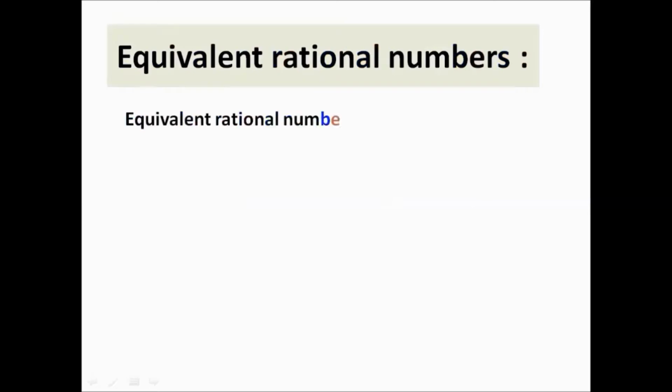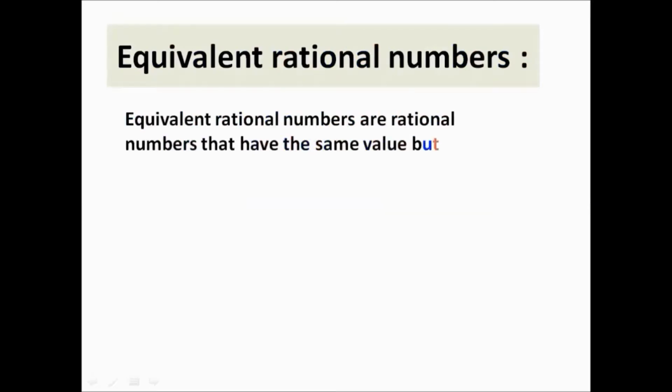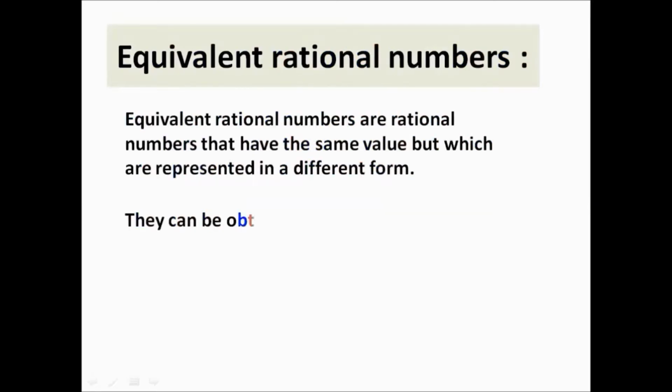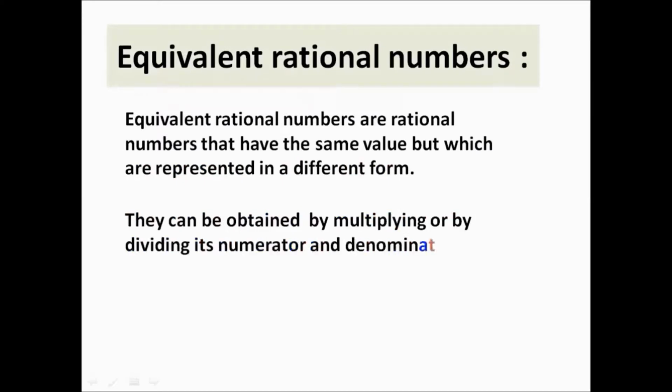Next, let's learn how to find equivalent rational numbers for the given rational numbers. Equivalent rational numbers are the rational numbers that have the same value but which are represented in a different form. This is exactly the same way of getting equivalent fractions. Equivalent rational numbers can be obtained by multiplying or by dividing its numerator and denominator by the same non-zero integer.